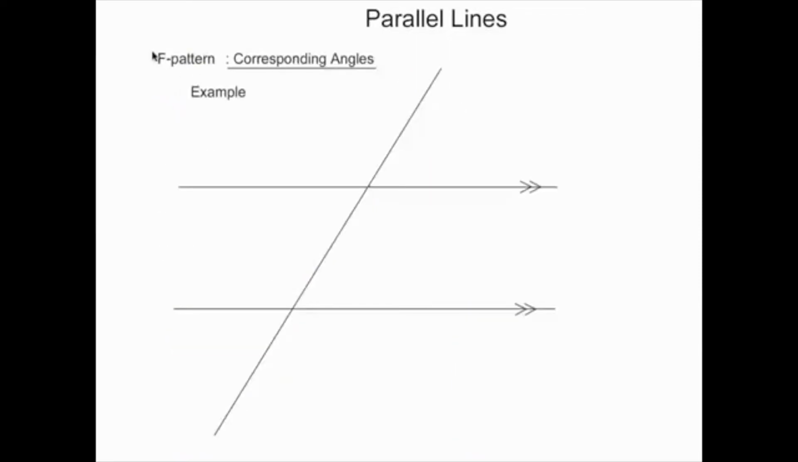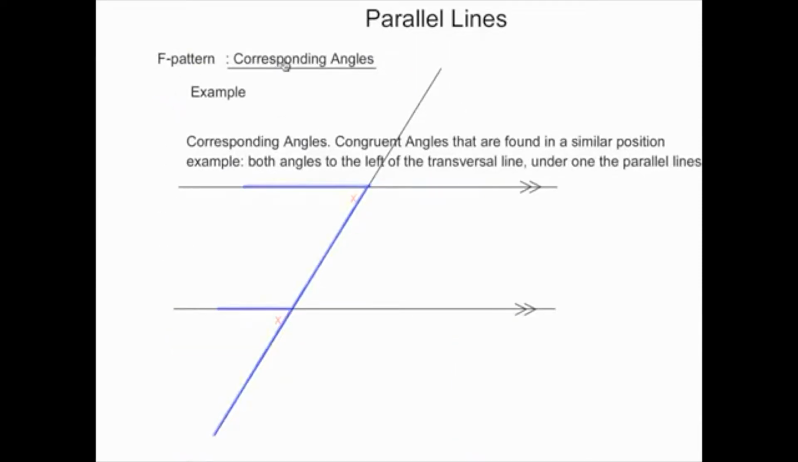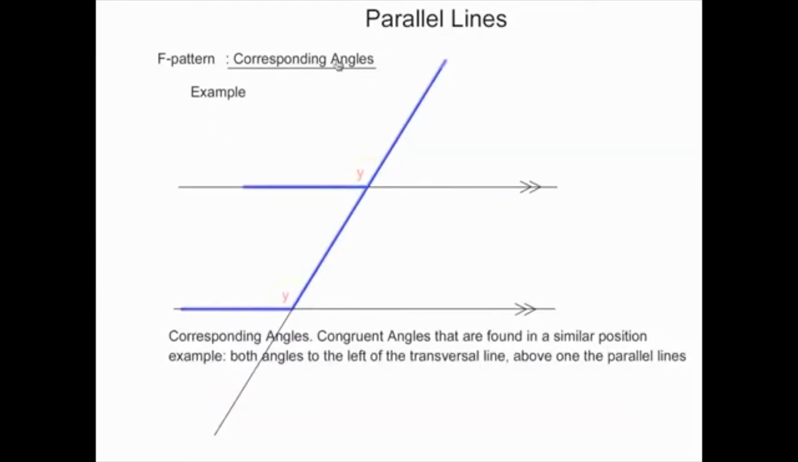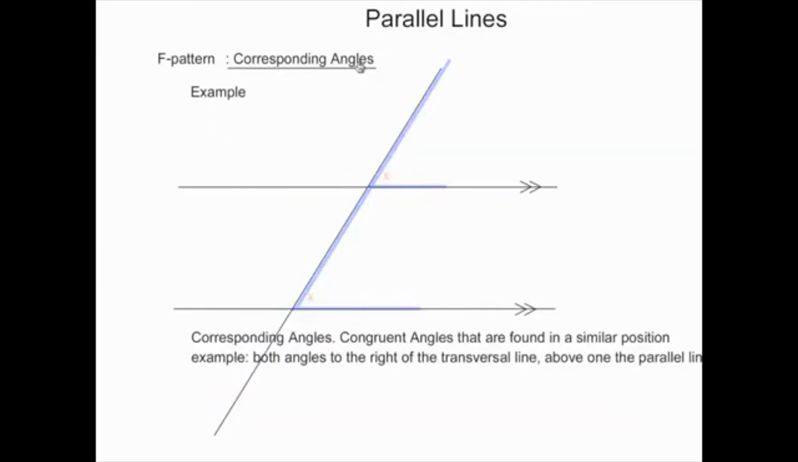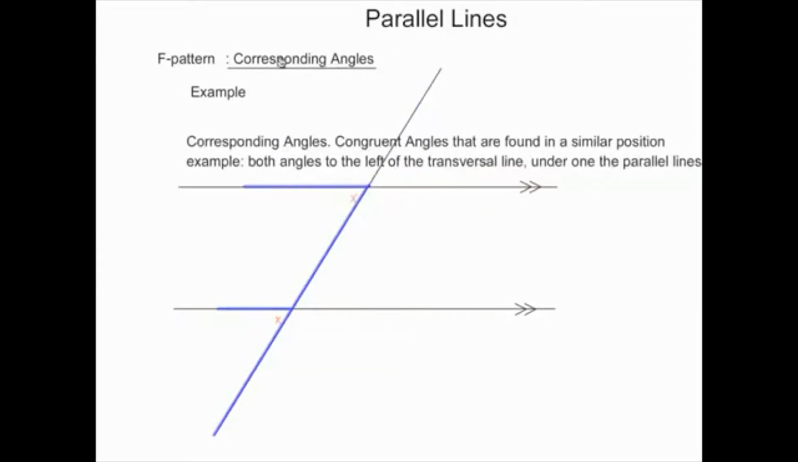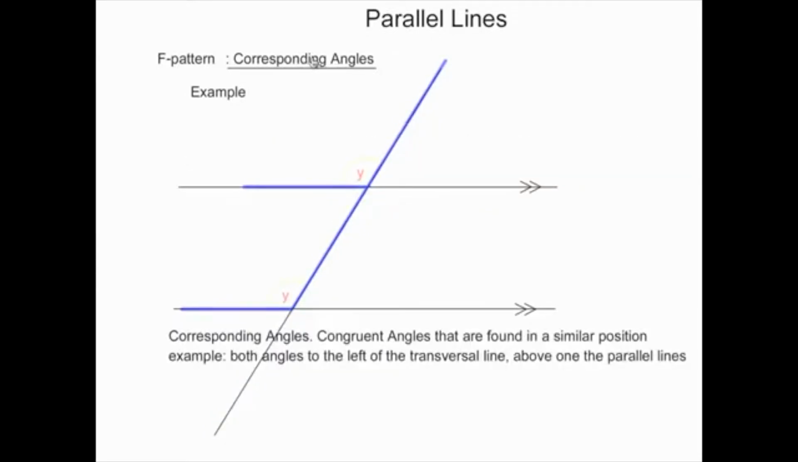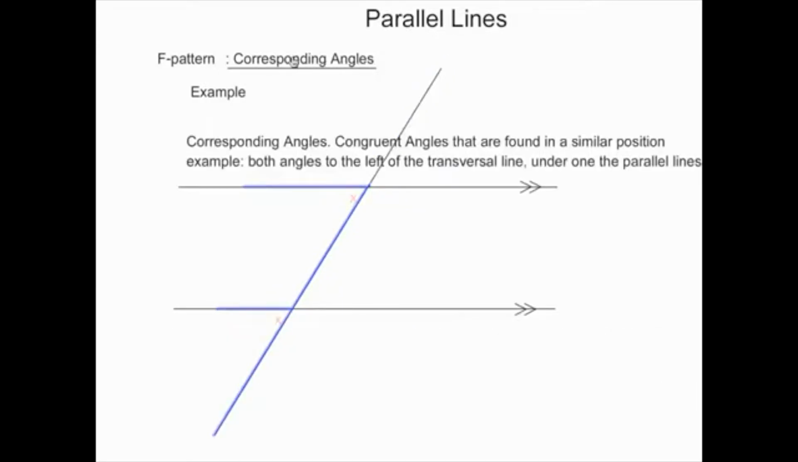We have the F pattern. This is an F pattern, that's an F pattern, that's an F pattern, and this is an F pattern. The F pattern looks like the letter F. Sometimes it's backwards, sometimes it's upside down, sometimes it's backwards and upside down. Notice that we have identical angles, and they're always found in the armpits of the F.